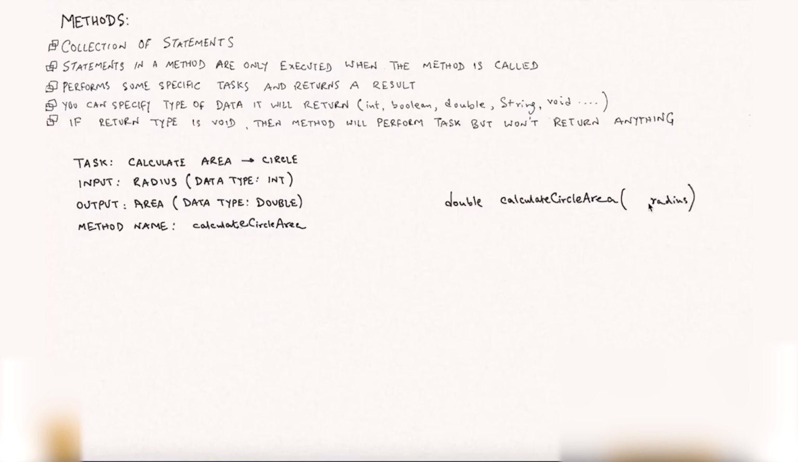Radius is going to be our input. And what did we decide? We decided that radius can only be of integer data type, so we need to specify that as well. What's the data type of this variable going to be? So this is how we start writing our method. The output return type first, then the name of the method, then the input type, and then the input variable. And after that, our statements, the collection of statements, will be between these two brackets.